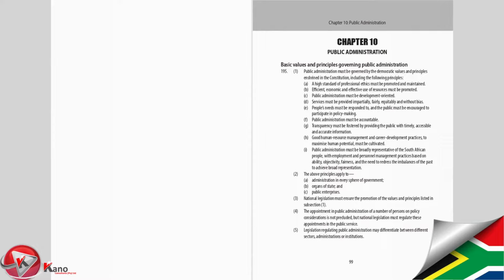The public service must be structured and function in terms of national legislation, and must effectively and efficiently execute lawful policies of the government. Under this chapter, there is Section 195, which states that the public administration must be governed by the democratic values and principles enshrined in the Constitution.